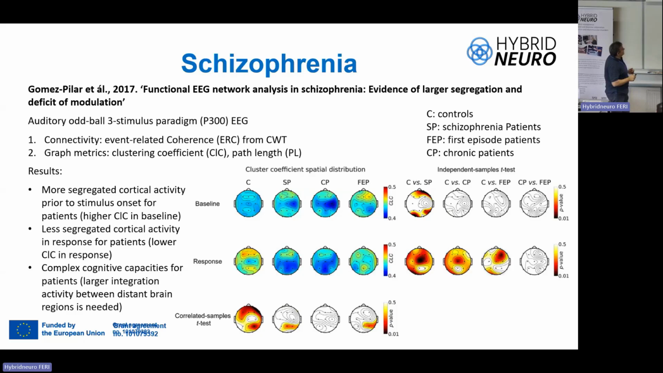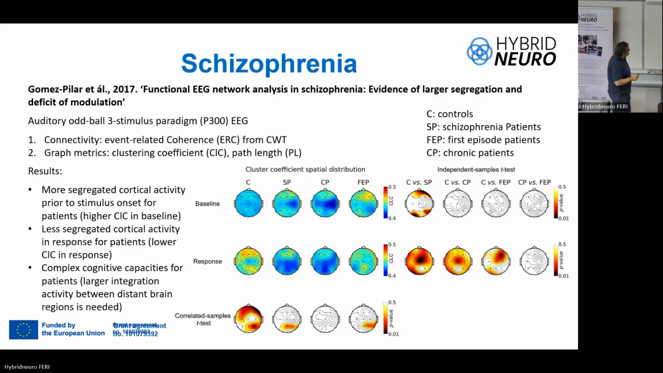So we can observe in the controls there are changes. There is an increase of the cluster coefficient, more triangles, so more segregation, more connection. But in patients, in the maps we can observe no statistical differences. So problems with the cognitive processes, for sure, because it's schizophrenia.